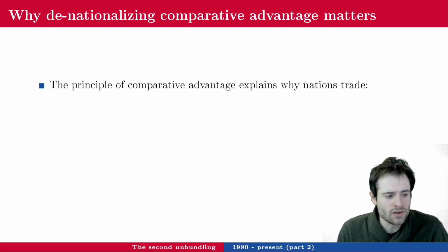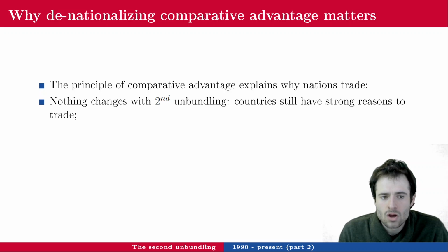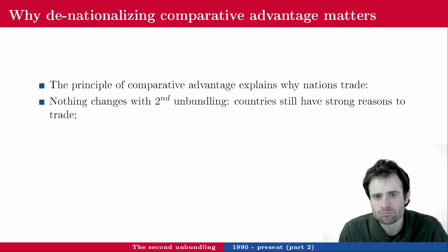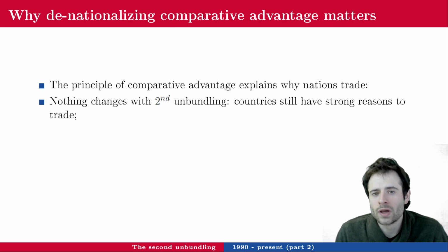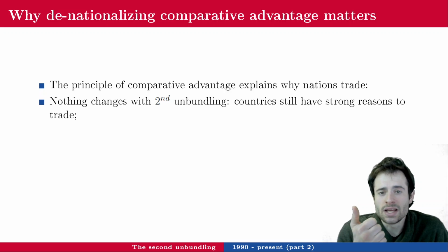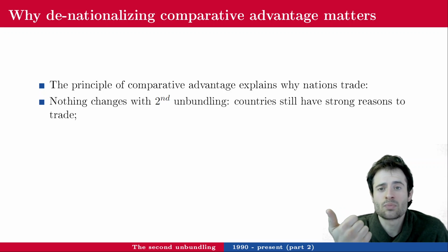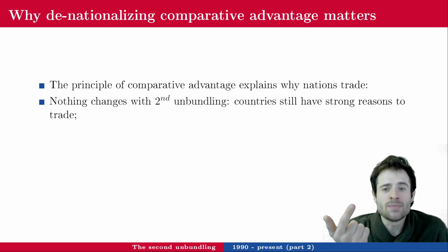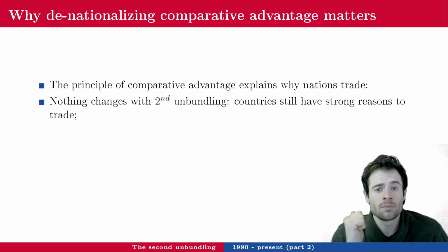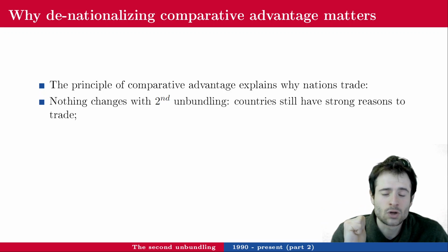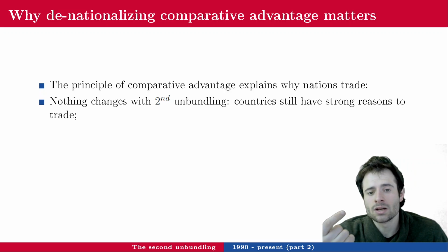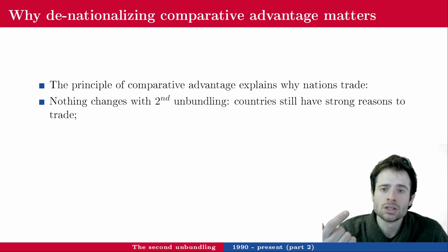So the principle of comparative advantage explains why nations trade. Nothing changes with the second unbundling. Countries still have strong reasons to trade, for the same reasons as what I mentioned in the first and second lectures. The gains from trade can be an increase in consumption due to specialization, increase in productivity, learning by doing, increase in demand fosters economies of scale, which decreases cost of production, which decreases the prices. And the second was a greater variety of goods is now available.